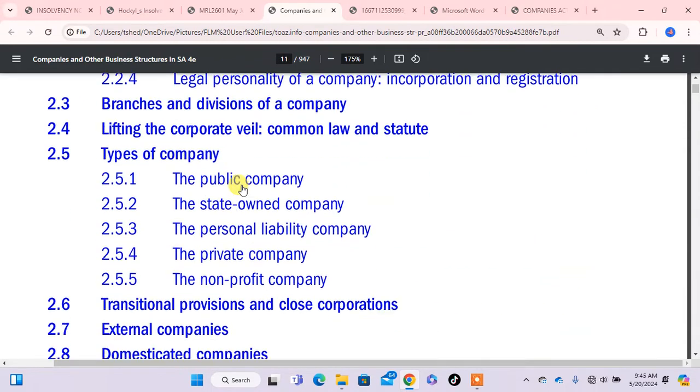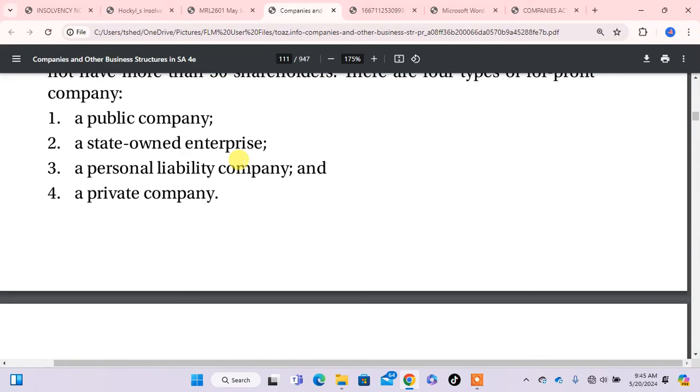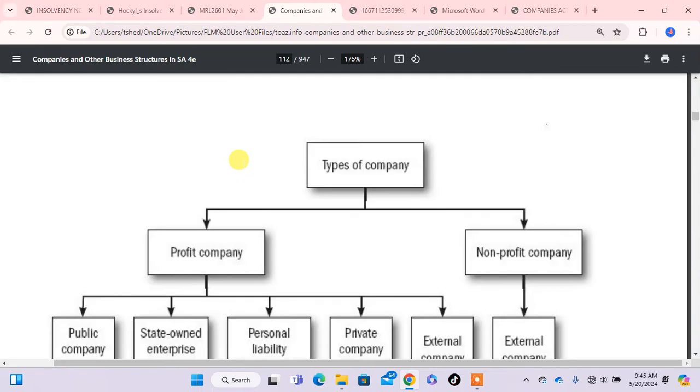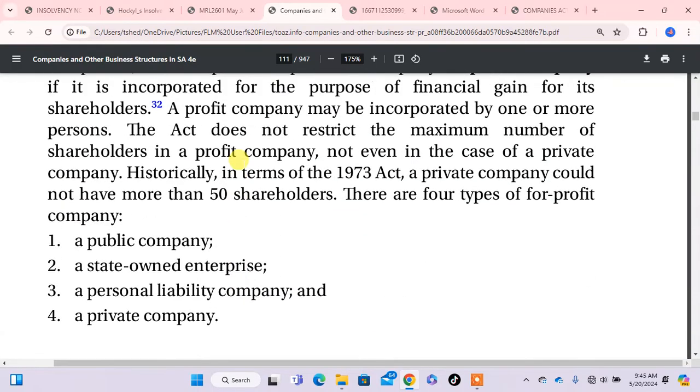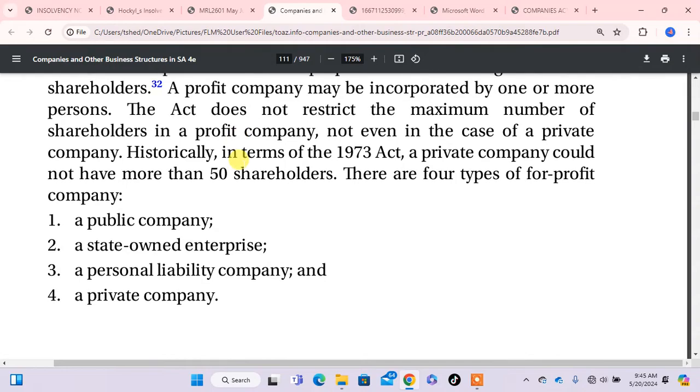Then when we talk about the types of companies, they are here. I was just showing you an overview of this book that you must use, because it has everything that you need to survive in the examination. So let's go to the question now.